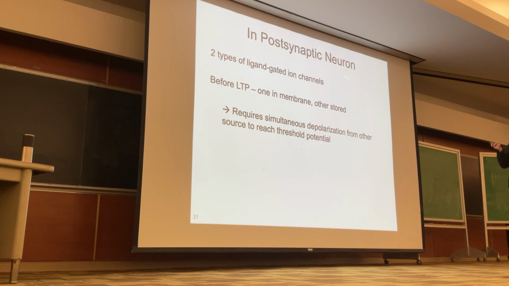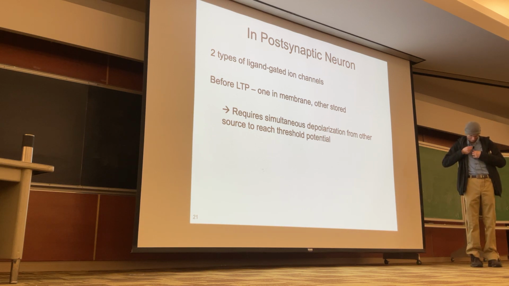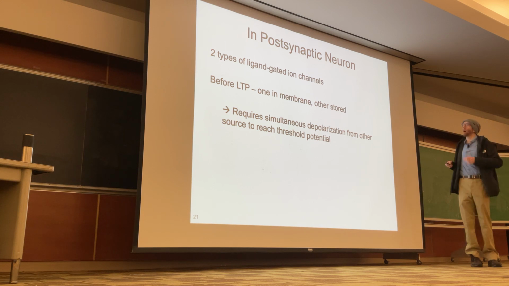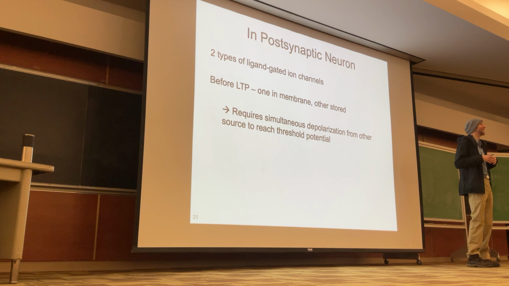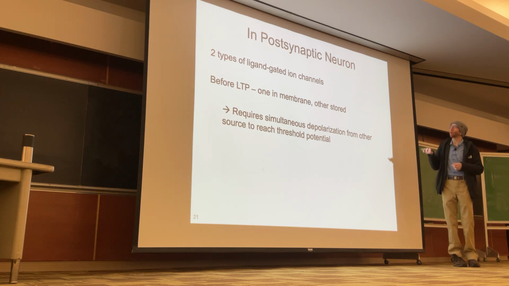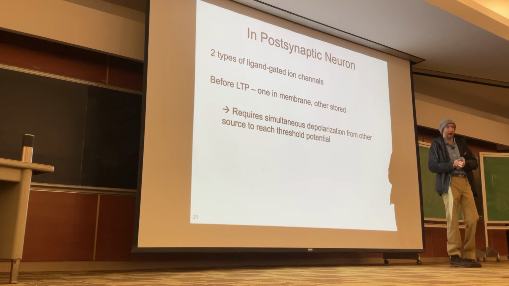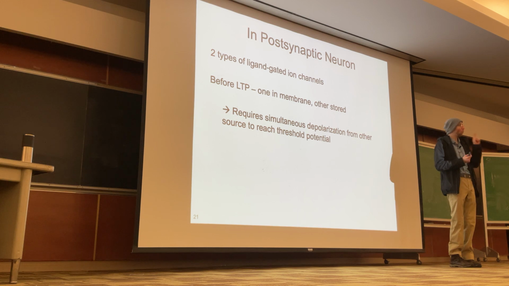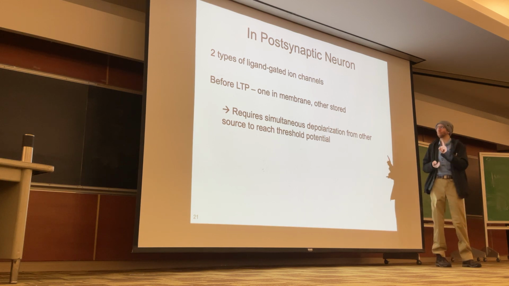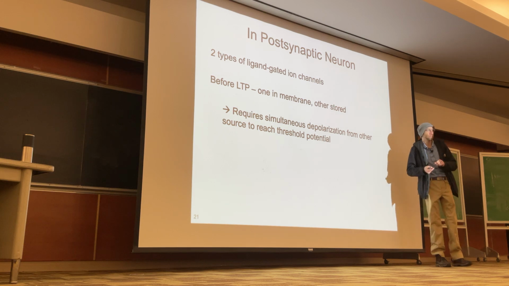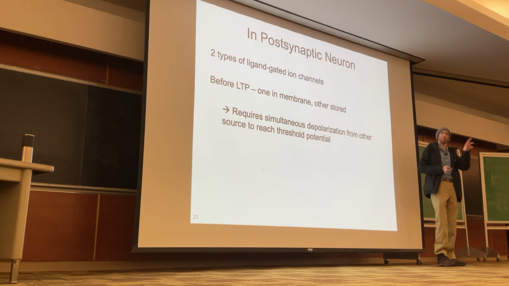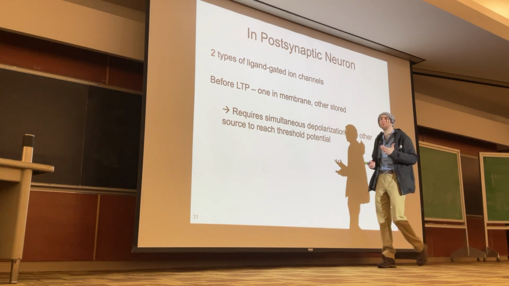Okay, so what I need you to understand, again, not specific types of receptors, but just the idea that there are different types of receptors. There are going to be 2 types of ligand-gated ion channels in our neurons at the postsynaptic membrane. One of them is always in the membrane, and the other one is not. It's just hanging out in storage, right below the membrane, but it's not actually a transmembrane protein at that point.